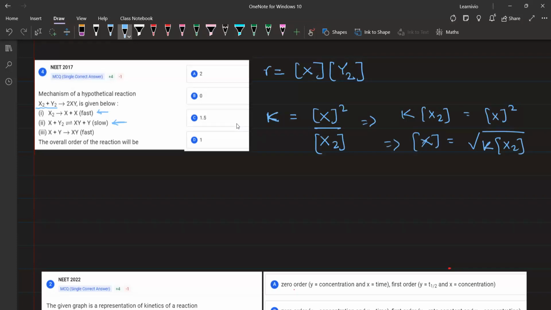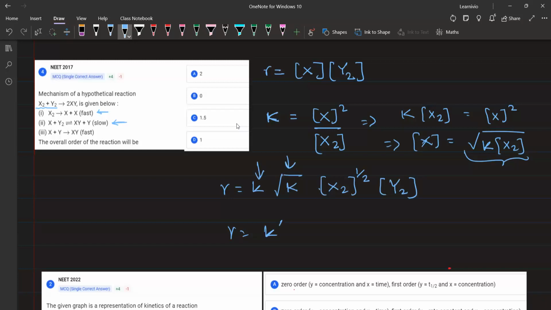So we will substitute this concentration of X in the rate equation. I will get R equal to the rate constant k, under root the equilibrium constant K, and then the concentration of X2 to the power half, because it is square root, multiplied by the concentration of Y2. This is also a constant, so I will write K dash, the product of these two constants, multiplied by the concentration of X2 to the power half multiplied by the concentration of Y2 to the power 1. So overall order will be 1 plus 1 by 2, that is equal to 1.5. Okay. So this is how you have to do it.